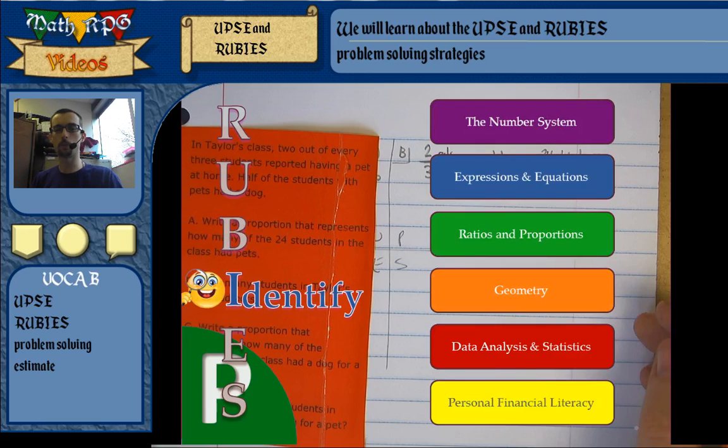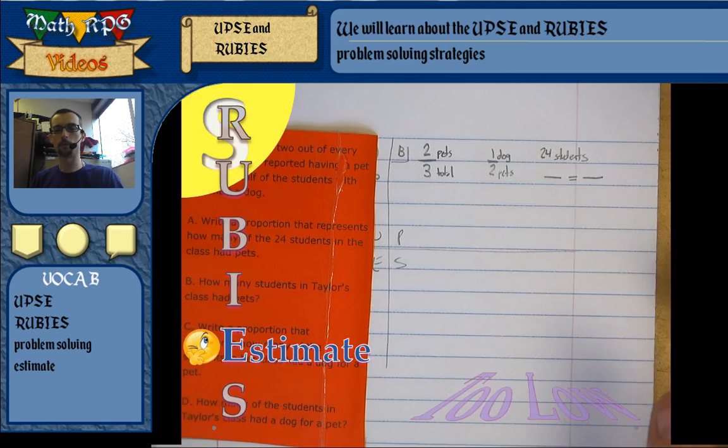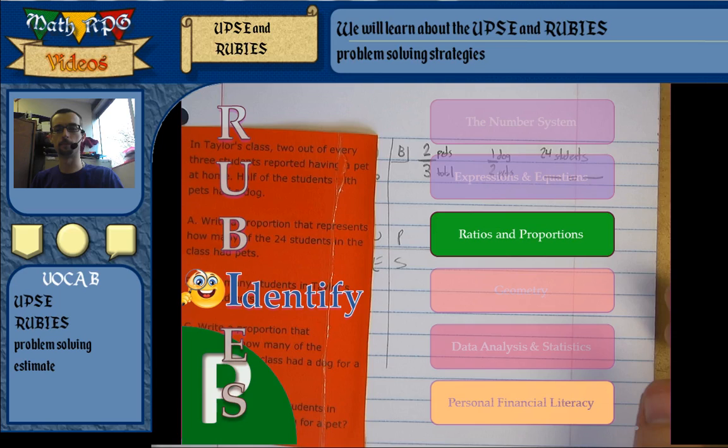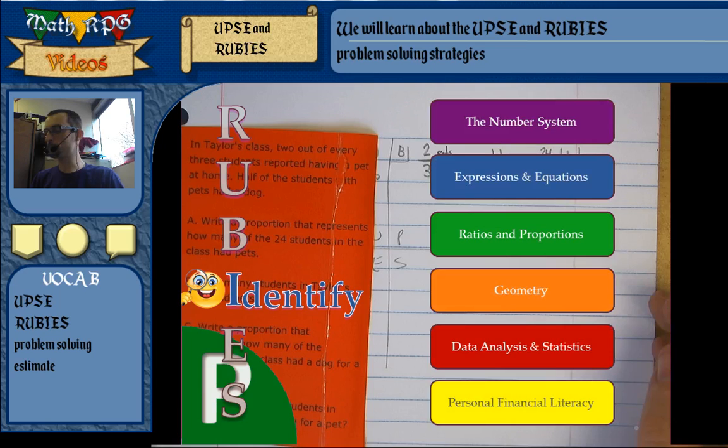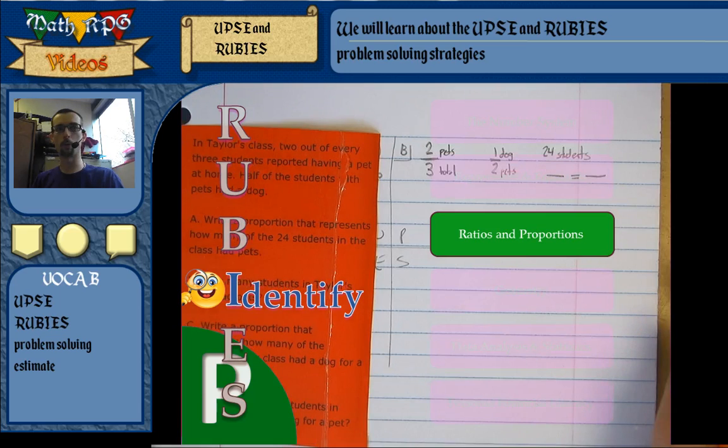Just really quick, we're going to identify which part of sixth grade math this question is testing, right? Is it talking about the different kinds of numbers, like whole numbers and rational numbers? Is it talking about expressions and equations? Is it talking about ratios and proportions, geometry, data analysis and statistics, or personal financial literacy? Well, in this case, I have a pretty good hint because of the word proportion, right? So I am actually dealing with a ratios and proportions question. All right.